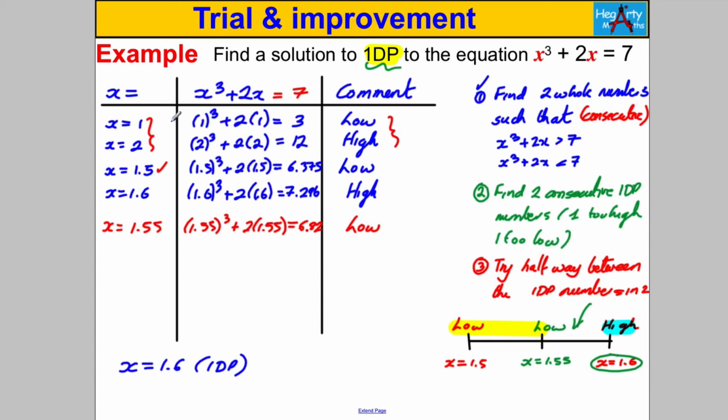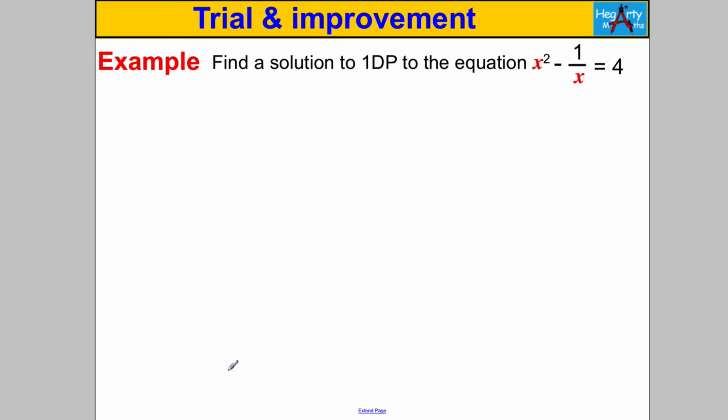So just to run through the method, find two consecutive whole numbers where one is too high and one is too low, then go halfway between them, then keep moving in one decimal places till you find two consecutive one decimal place numbers where one is too high and one too low, and then check halfway in between. Draw this diagram and state your answer. Let's give another one a go. Pause the video and see if you can do that yourself.